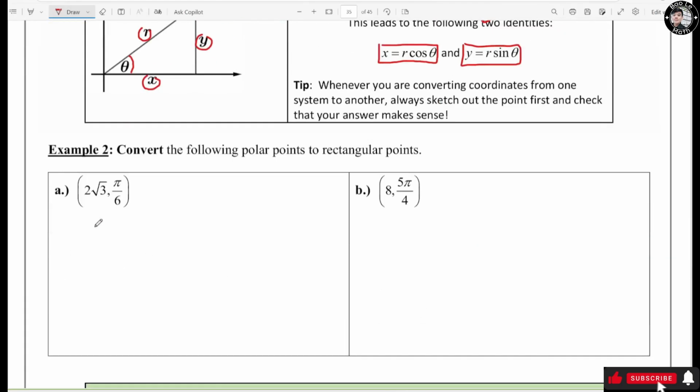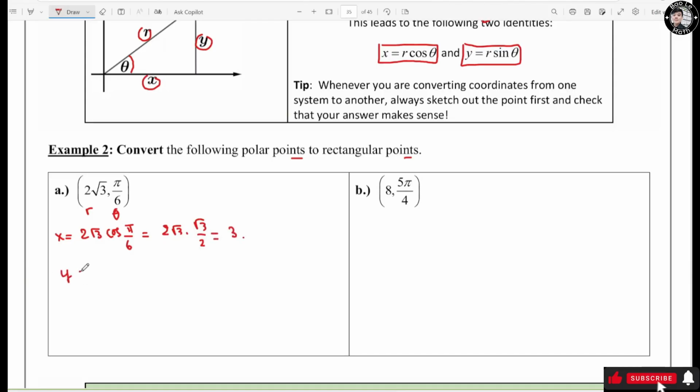Now let's take a look at example number 2. Convert the following polar points to rectangular points. The radius is 2 root 3 and angle theta is pi over 6. So x equals r cosine theta, which means 2 root 3 cosine pi over 6. Cosine pi over 6 equals root 3 over 2, so it could be 2 root 3 times root 3 over 2. The 2 and 2 cancel out, and root 3 times root 3 equals 3.